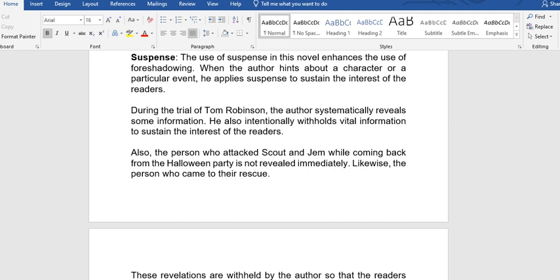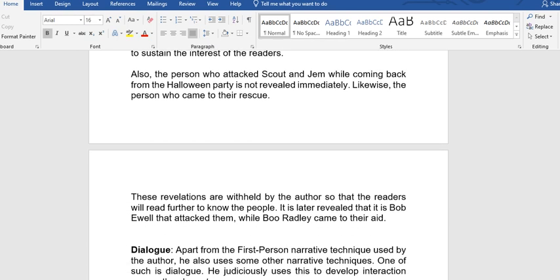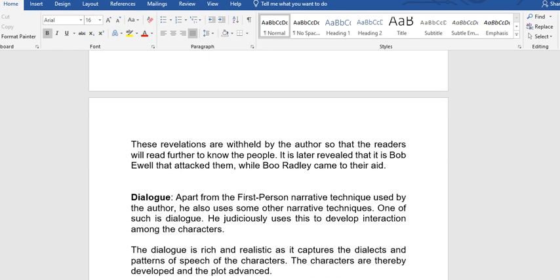Also, the person who attacks Scout and Jem while coming back from the Halloween party is not revealed immediately. Likewise, the person who came to their rescue. These revelations are withheld by the author so that the readers will read further to know the people. It is later revealed that it is Bob Ewell that attacked them, while Boo Radley came to their aid.